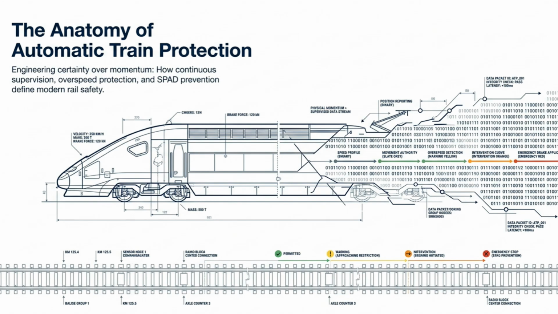Right off the bat today, we're diving straight into the absolute core mechanics of modern railway safety, which is automatic train protection. We're going to explore exactly how modern trains use math to predict danger and how they automatically step in to take control when it's necessary. Let's get right to it.